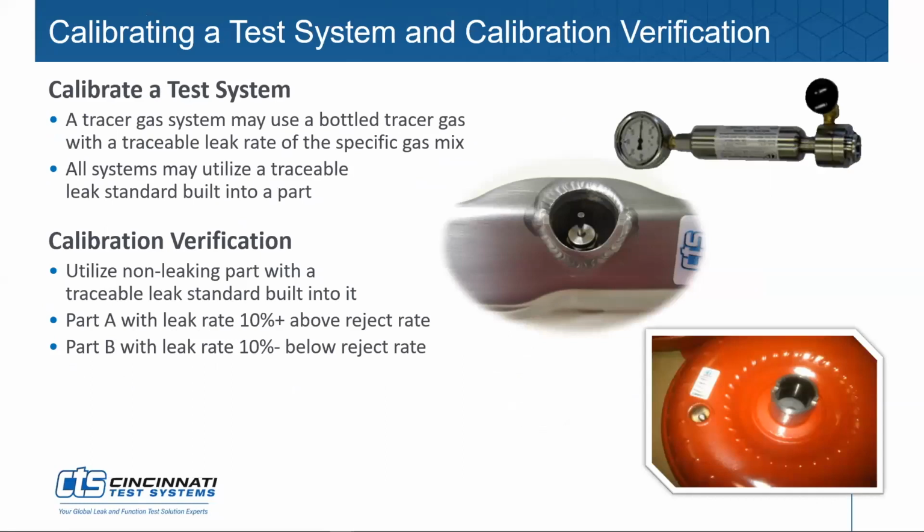And the key to all leak testing is to validate your calibration. And to validate a calibration, we suggest having a non-leaking part with a leak standard built into it at 10% or 15% above your reject limit and 10 to 15% below your reject limit, and that will give you a known good part that accepts within a certain range at a certain leak rate, and a reject that actually rejects at a certain measured value as well.